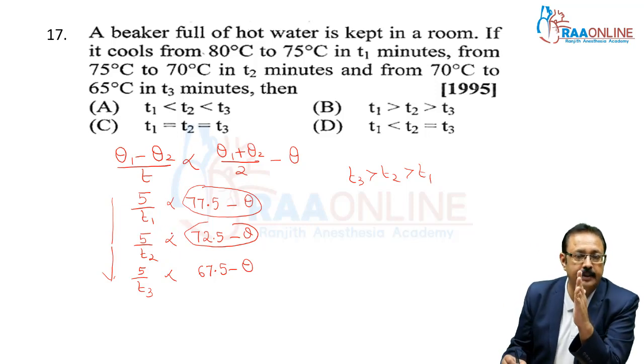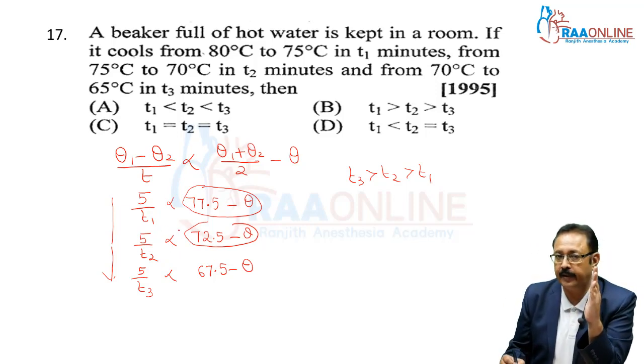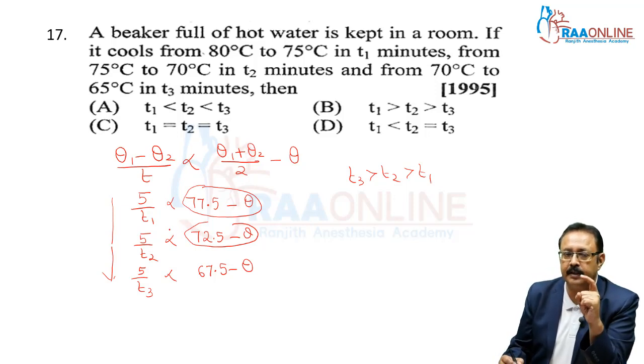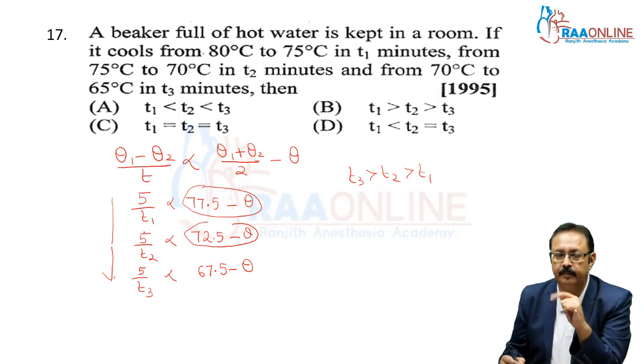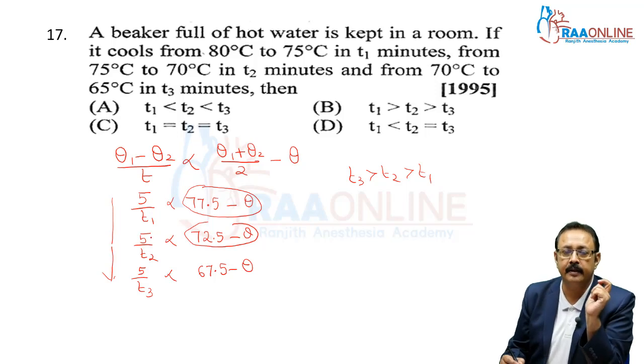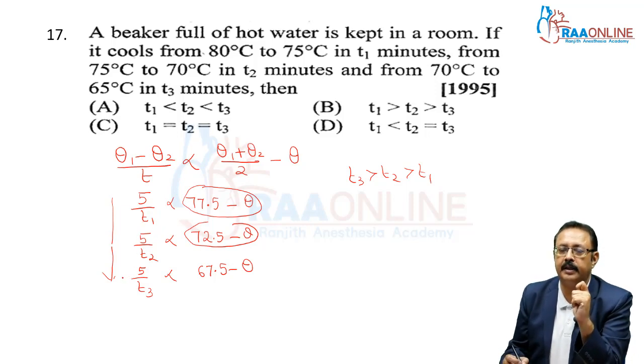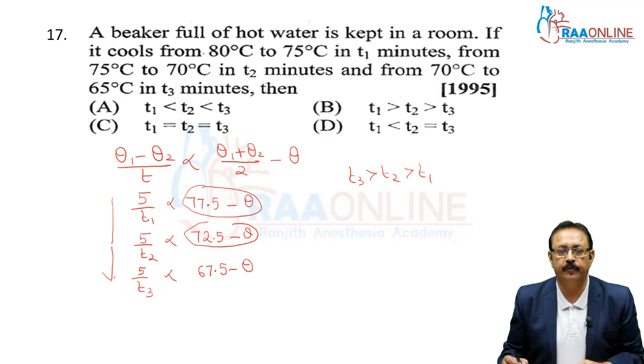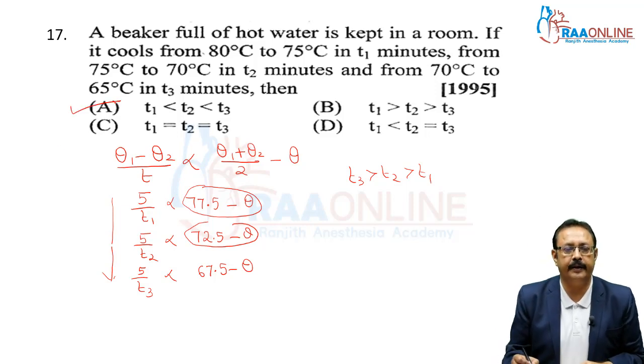If the right hand side is in decreasing order, the left hand side should be in decreasing order, and the ratio will decrease. Either decrease the numerator or increase the denominator, but the numerator is not decreasing. It means in this case the denominator is increasing. So T1, T2, T3 should be in increasing order. So we are going with option A.